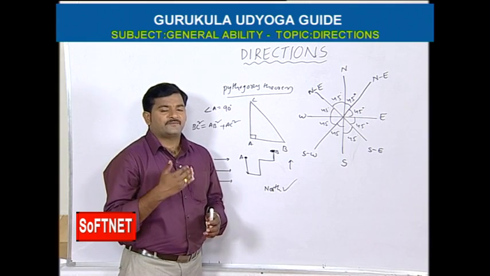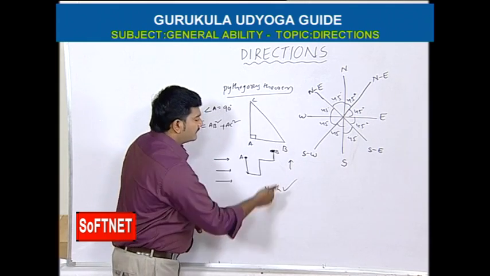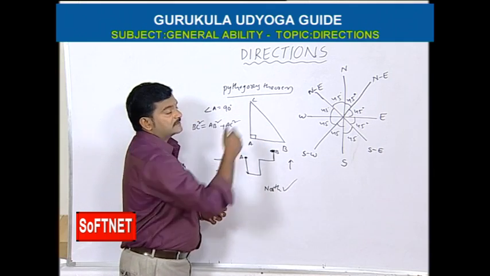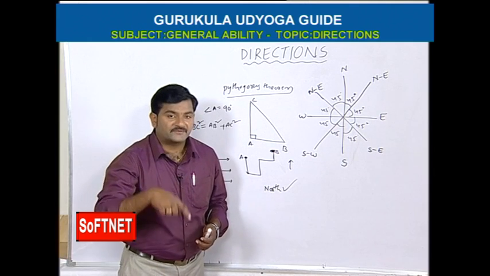I repeat, the first type is which direction he is facing now. It's very clear, north direction. And the second question is which direction he is facing now from the starting point.